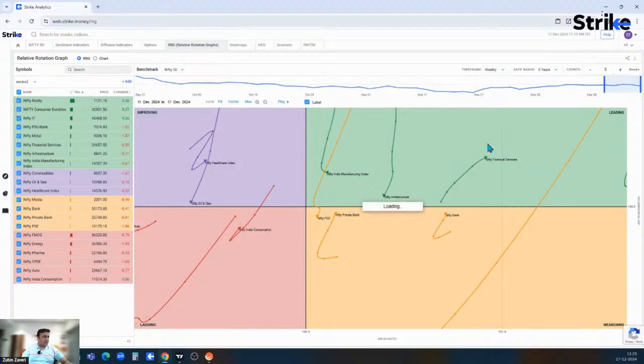Let's also confirm that with the weekly chart once very quickly, and then we will also look at some stock specific action. All right.